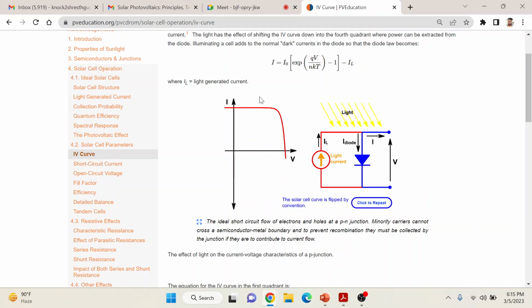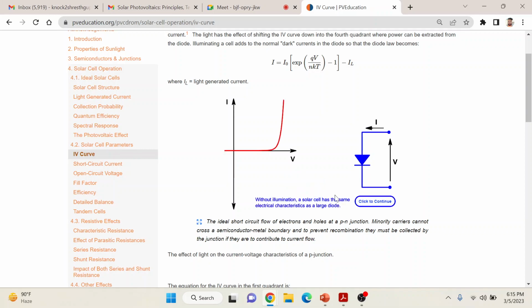The solar cell curve is flipped by convention. Generally this is this one. When we show it in the solar cell, we show the flipped version of it. So we can say the ideal short circuit flow of electron and holes at a p-n junction: minority carriers cannot cross a semiconductor metal boundary, and to prevent recombination they must be collected by the junction if they are to contribute to the flow. So basically this is a convention.